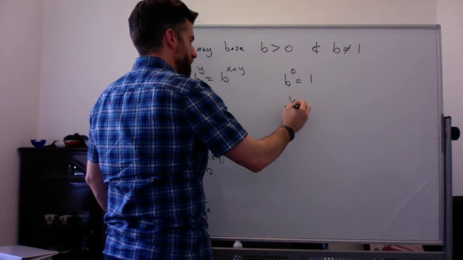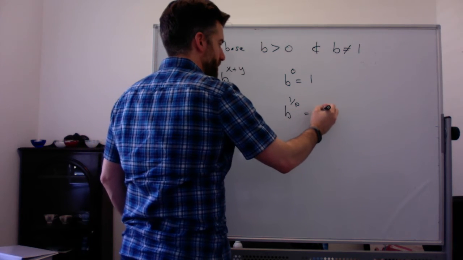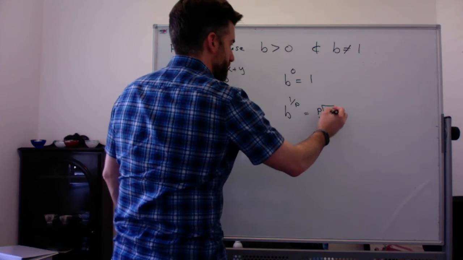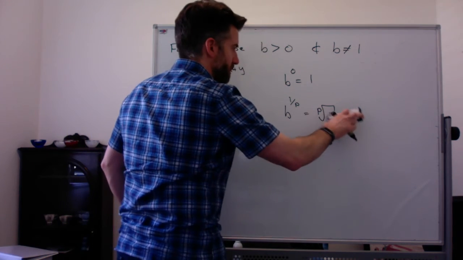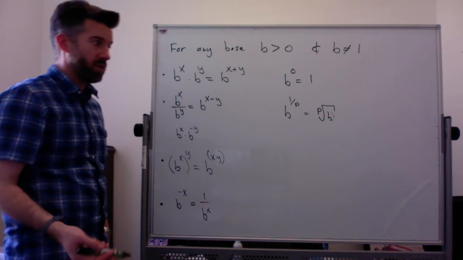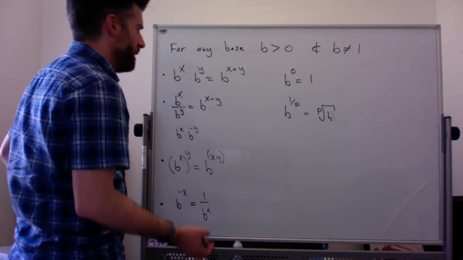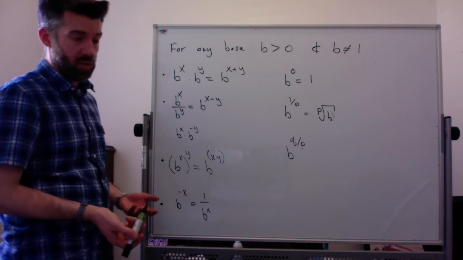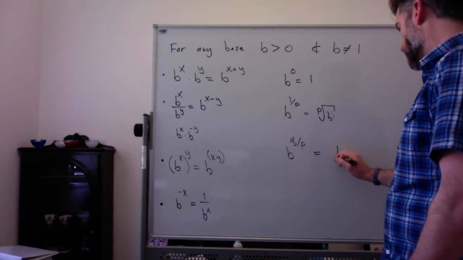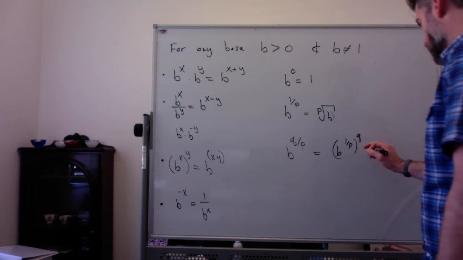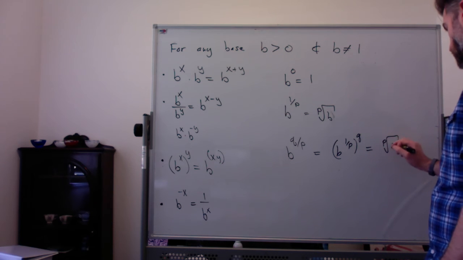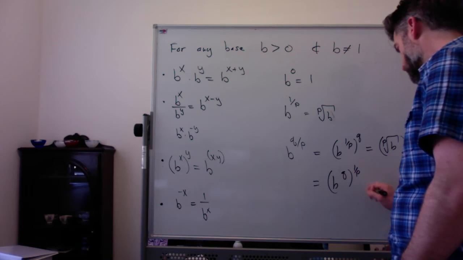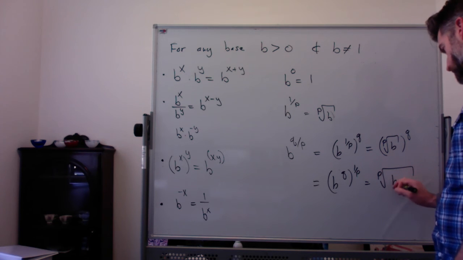b to the 1 over p, let's call it, is the pth root of b. It's like b to the 1/2 power is the square root of b, b to the 1/3 power is the cube root of b, etc. And then finally, if you're raising b to the q over p power, like we did before, like on the previous slide, 8 to the 2/3 power, you can either do it as b to the 1 over p to the q, which is then the pth root of b to the q, or you can do it as b to the q to the 1 over p, which is then the pth root of b to the q.